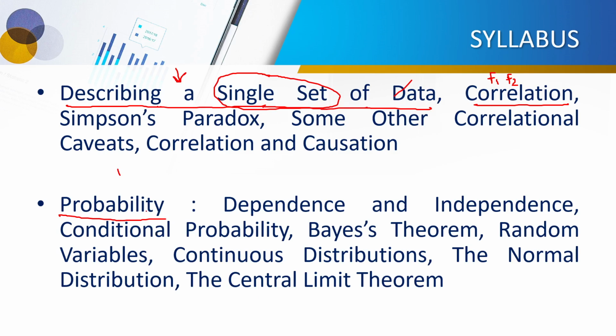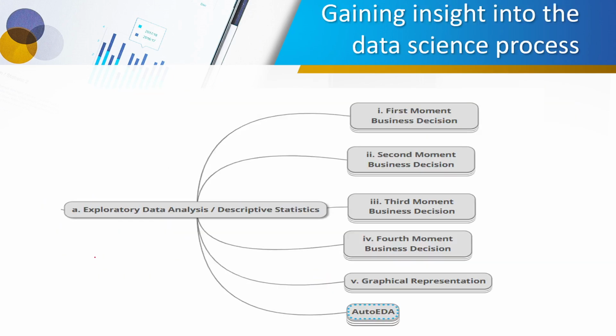Now we'll start the first part. In the first part we have to talk about the single set of data. This part we already covered in the last class, but still I will revise it, because today's entire description is based on these first two parts: the first moment business decision and the second moment business decision.